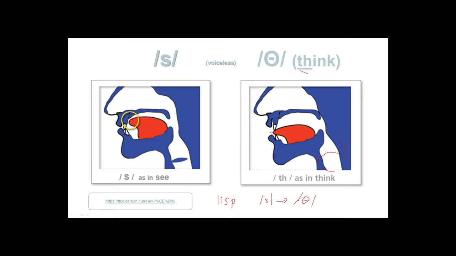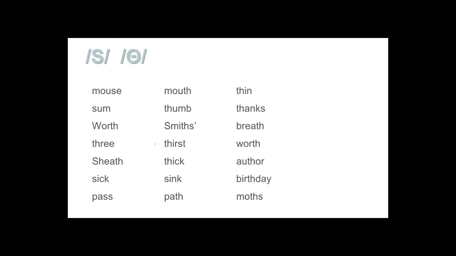S and th. So let's check this out. We see mouse, mouth. Some, thumb. You should feel it. You should definitely feel it. Worth. Smiths. This one, even though it's a small word, we go smith. Our tongue is going up and down.